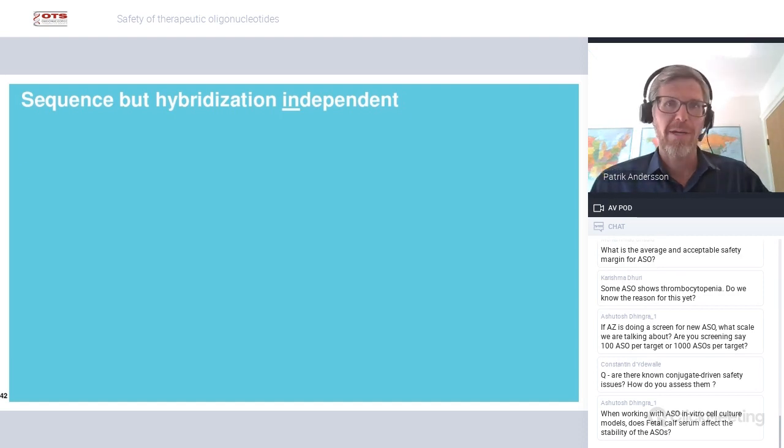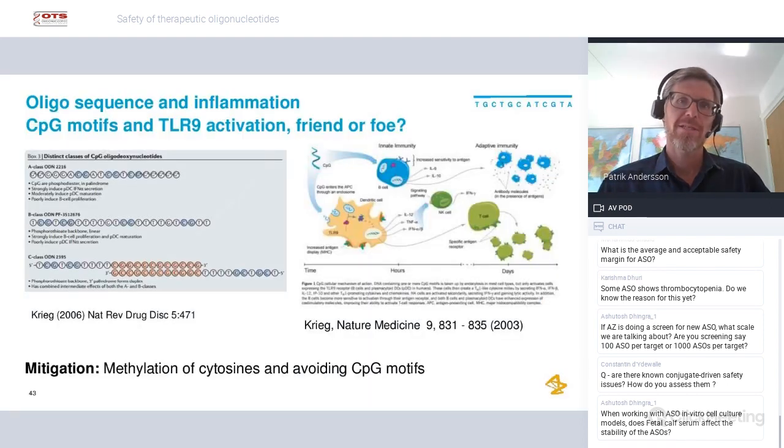I need to speed up here, I realize. So here we have sequence dependent but hybridization independent. These are really the pro-inflammatory effects.